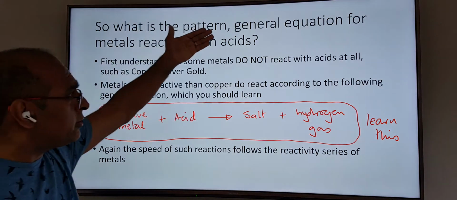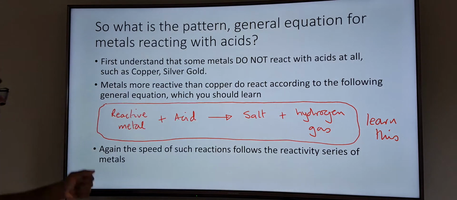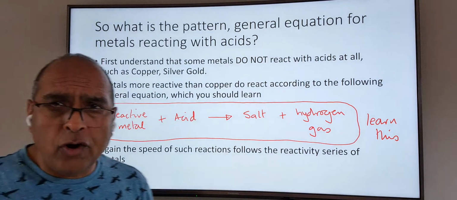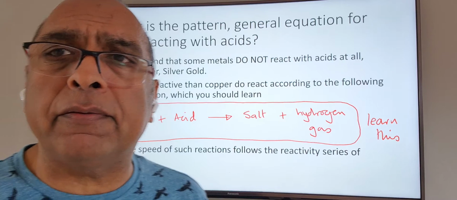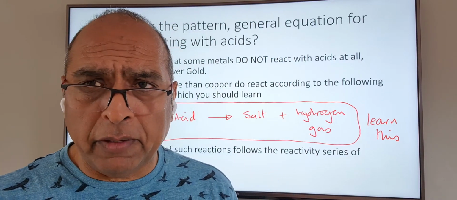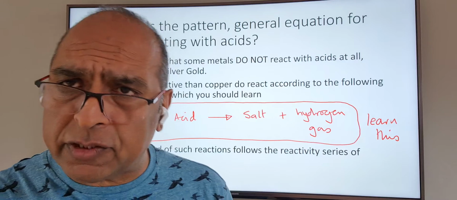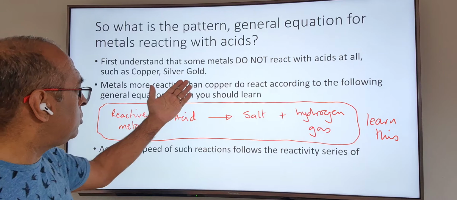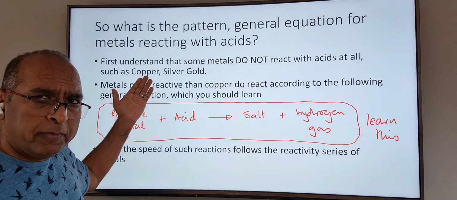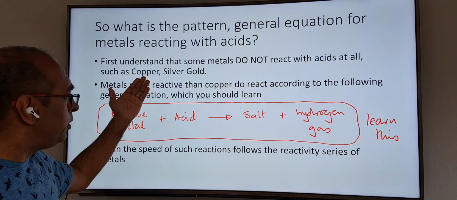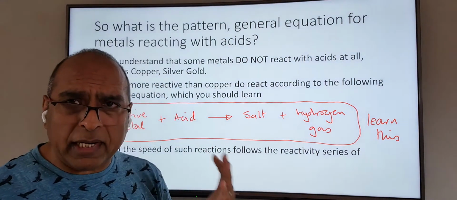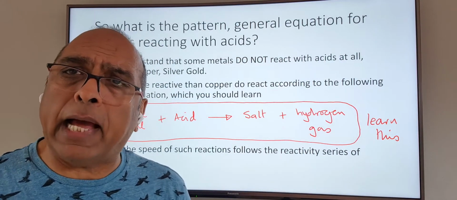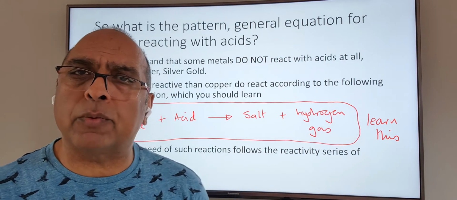So what is the pattern, or what's the general equation for metals reacting with acids? Well, first I want you to understand that not all metals react. It's a bit like the pattern with water. There are metals that do not react with water. In the same way, there are metals that do not react with acids. And those are the metals you should be familiar with. They didn't react with water. They are the coppers, the silvers and the golds and the platinums of the world. Those unreactive metals do not react with acids in the same way that they did not react with water.